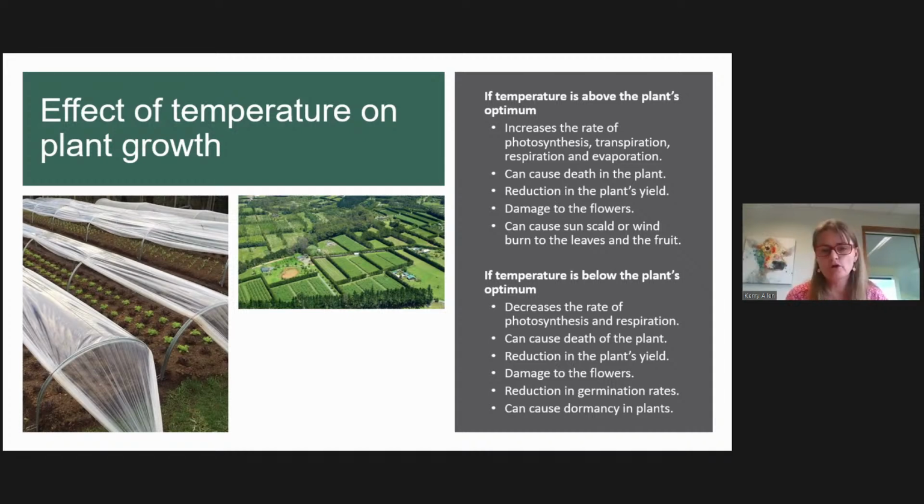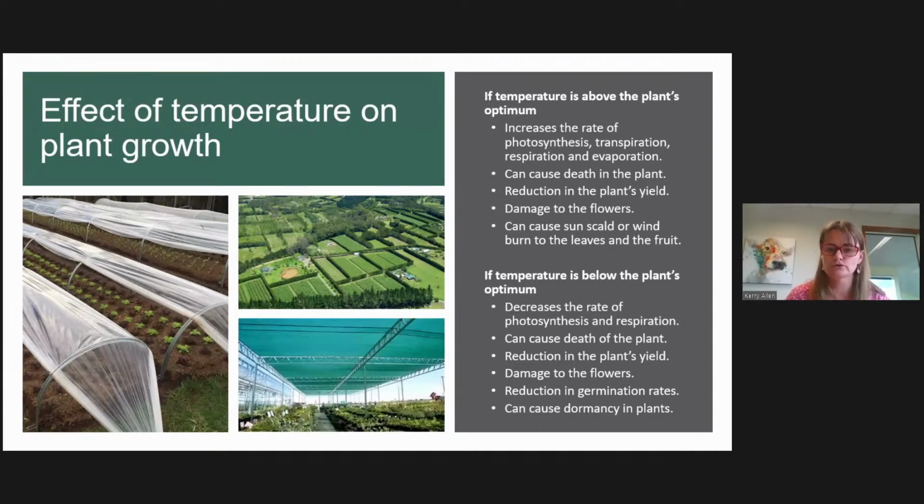And then we have the opposite impacts for below the plant's optimum. This reduces the rate of photosynthesis and respiration, can cause death, can reduce the plant's yield, once again cause damage to those flowers, may cause some plants to go into dormancy, and you'll have a reduction in germination because they just won't germinate because the soil is too cold.